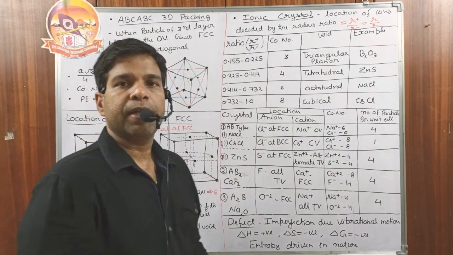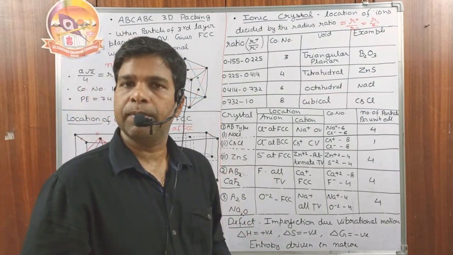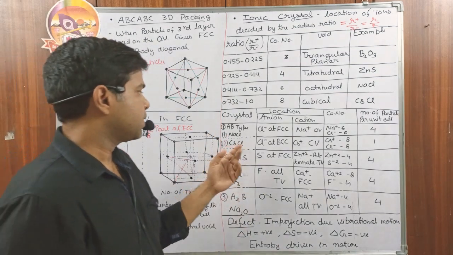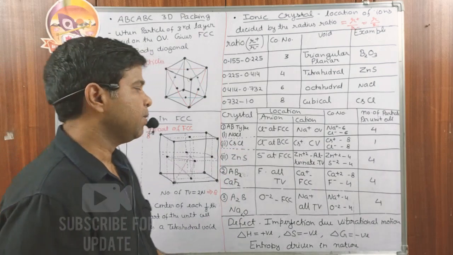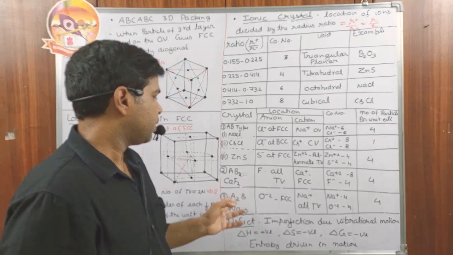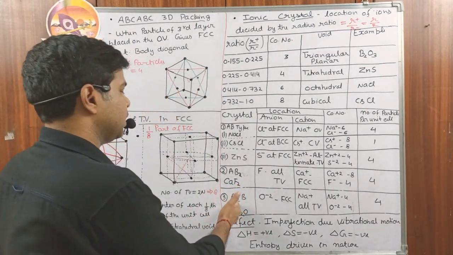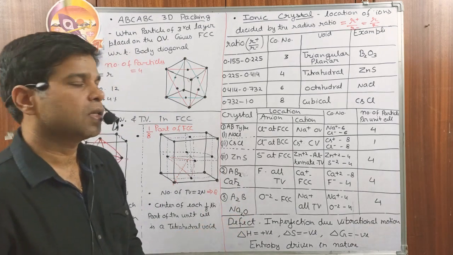Now we have three types of ionic crystal in our syllabus. That is the AB type. AB type is further divided into rock salt type, NaCl type, cesium chloride type, CsCl type, and zinc blende type, ZnS. Next we have the AB2 type. In the AB2 type we have the fluoride type of structure, CaF2, and then we have the anti-fluoride type of structure, that is Na2O.